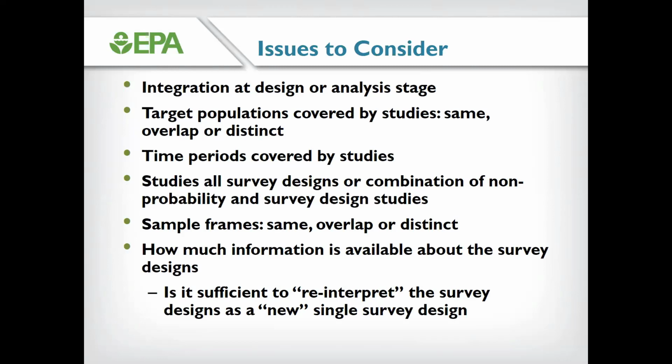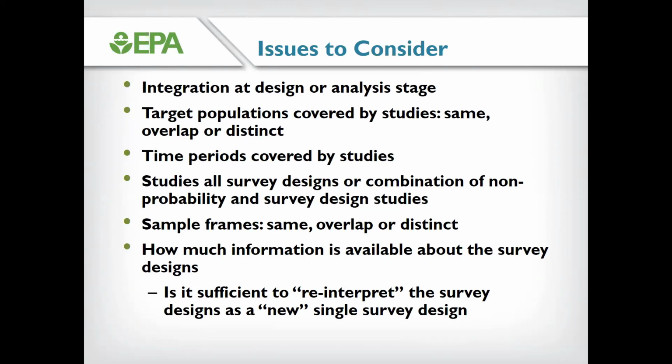What are the time periods covered by the studies? Are the studies all survey designed, or are they a combination of non-probability and probability surveys? They present different issues to you, and likely different sets of assumptions that you have to make. And underneath all of those: are the sample frames the same for the different studies? In some cases they are. For some of our studies, we know that the state surveys and the national surveys are all based on the same sample frame. I think that's similar to what Scott does in BLM. You have the same sample frame. It makes life a lot easier, by the way. And if they're not the same, then you've got some other issues that you have to deal with.